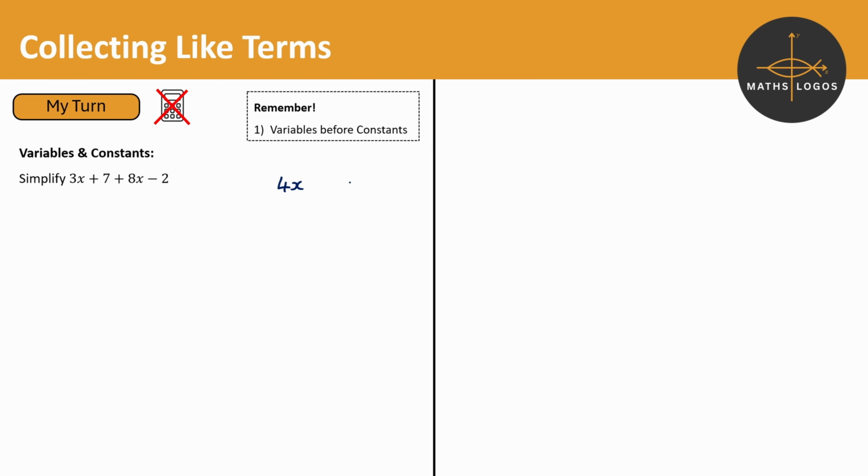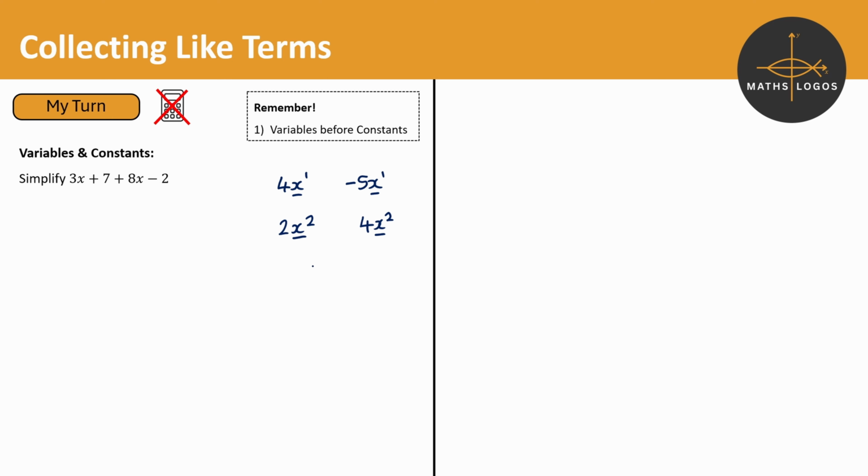4x and negative 5x are like terms because they have the same variable, in this case x, raised to the same power. Now we don't write the power in here, but it would be 1. Another example of like terms would be 2x squared and 4x squared. Notice they have the same variable raised to the same power, in this case 2.